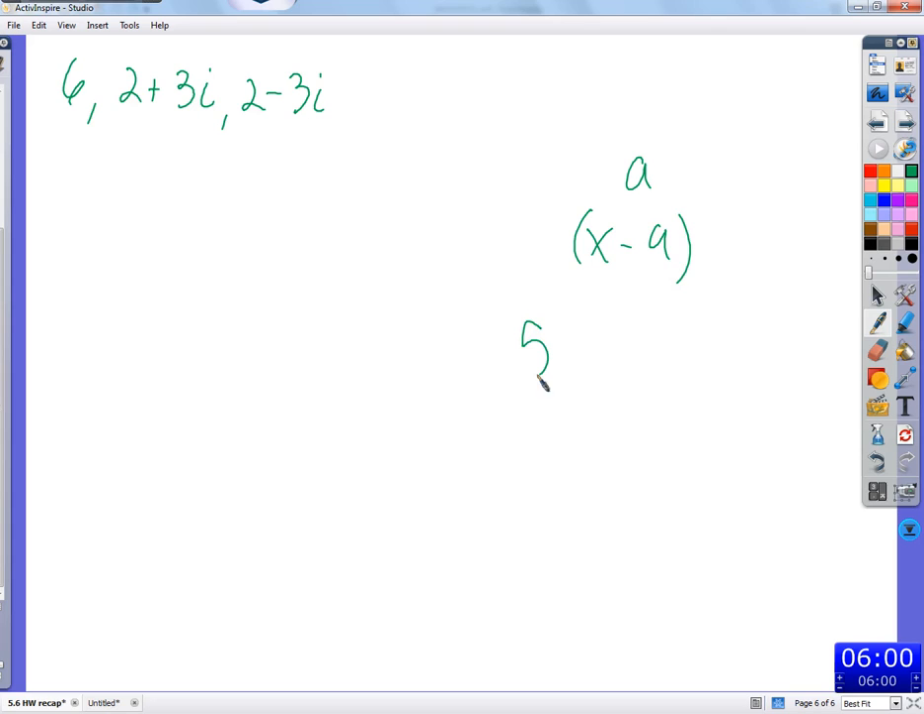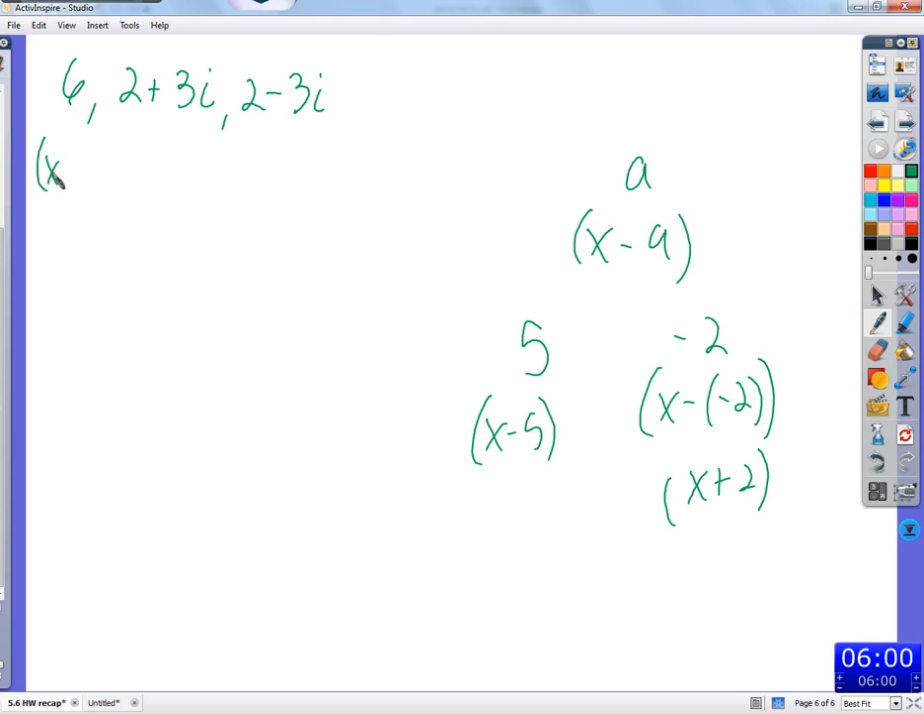So we could say 5 is a 0, x minus 5 is a factor. Believable? Yes. Negative 2. Well, x minus the 0. X minus negative 2? X plus 2, right? Okay, so that's going to help us figure out what we're supposed to do with these complex zeros. All right. A 0 of 6 gives us a factor of x minus 6.